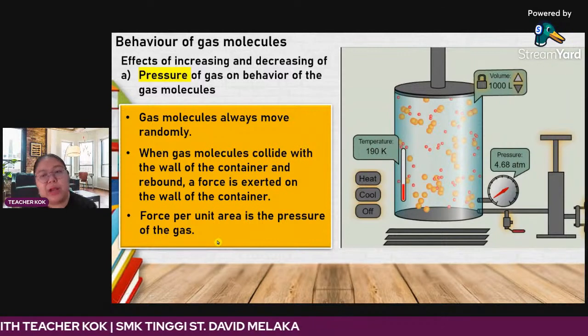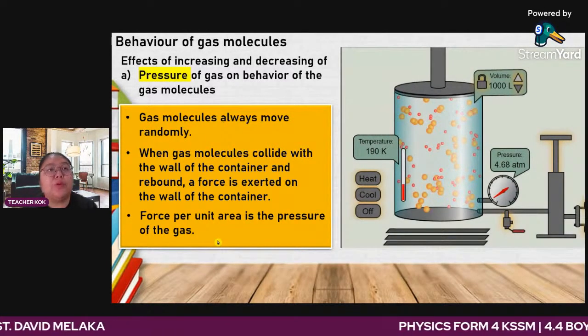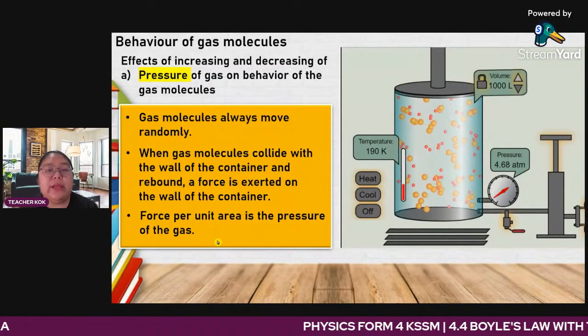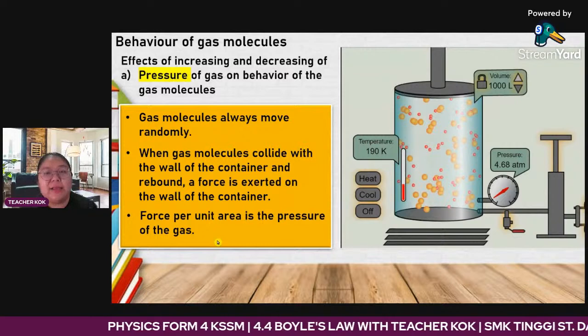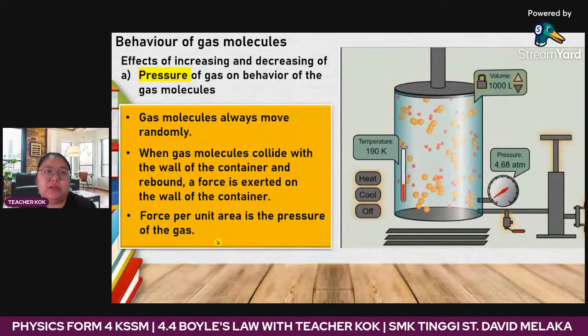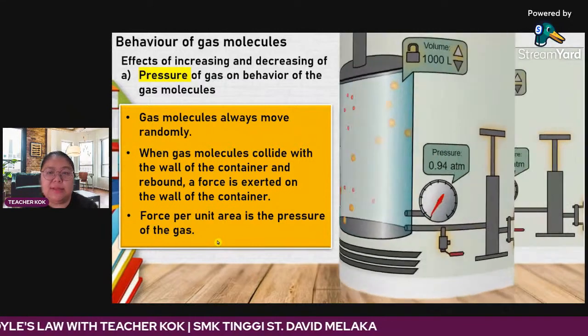So when I increase more gas going in, they collide more frequently with the wall of the container. So this means the container has a high gas pressure. Okay, so we go on to the next physical quantity.